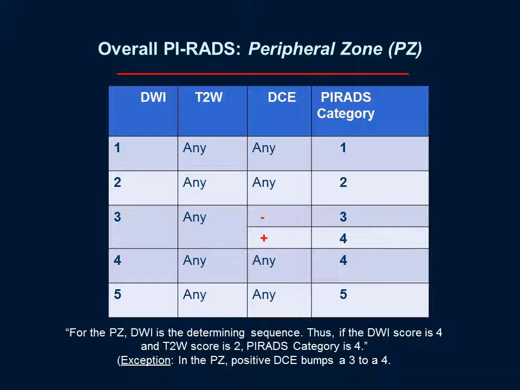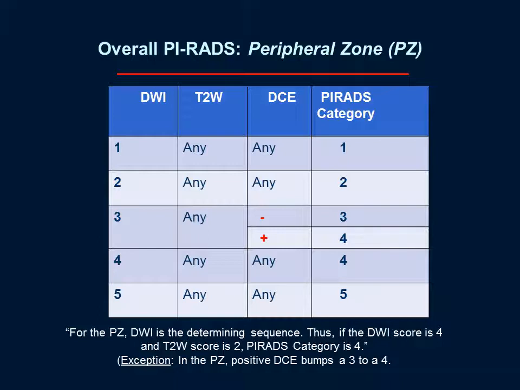This table shows the scheme for deriving the overall PI-RADS category within the peripheral zone. This uses a dominant sequence approach, that within each zone, a particular sequence is dominant in giving the overall category. In the peripheral zone, diffusion is the determining sequence. For the most part, the overall category reflects whatever the diffusion score is, regardless of the other sequences. So if diffusion is 4 and T2 is 2, then the overall category is 4.